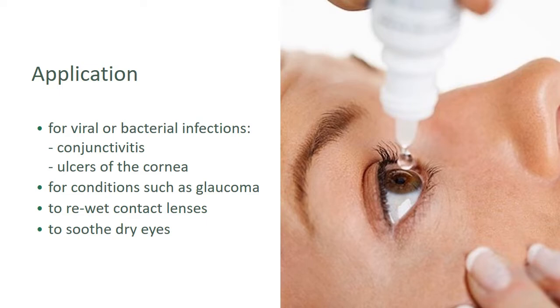Next is for conditions such as glaucoma. People with glaucoma have optic nerve damage from fluid buildup in the eye. If left untreated, this eye pressure can permanently affect vision. Glaucoma is the second leading cause of blindness in the world. Treatments include ophthalmic drops, which can slow down vision loss and save your sight.